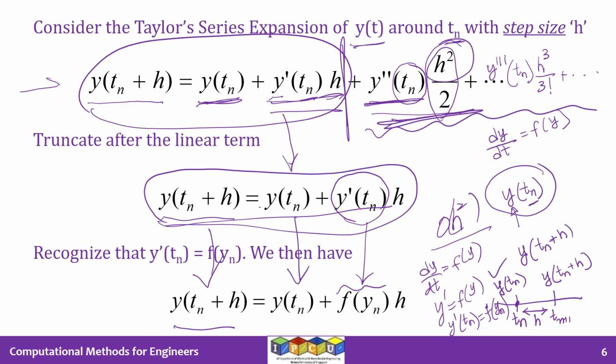Kindly note, y dash is nothing but dy by dt. And our original ODE is dy by dt is equal to f of y. Therefore, you can say y dash is nothing but f of y, and therefore y dash evaluated at tn will be the same as f evaluated at yn. Because at t is equal to tn, y is equal to yn. Therefore, we have this equation.